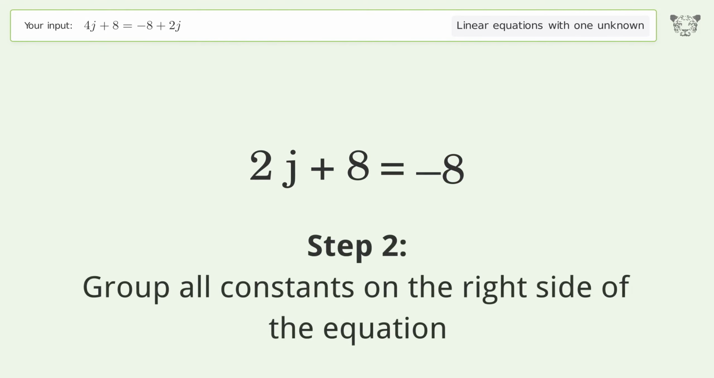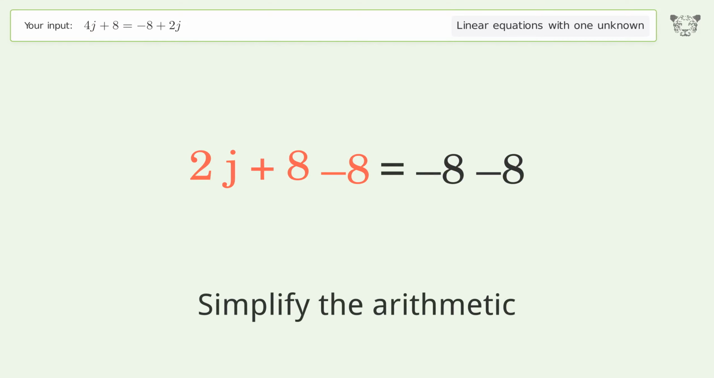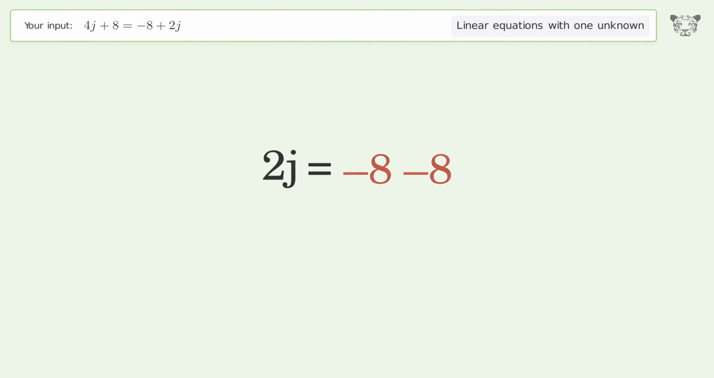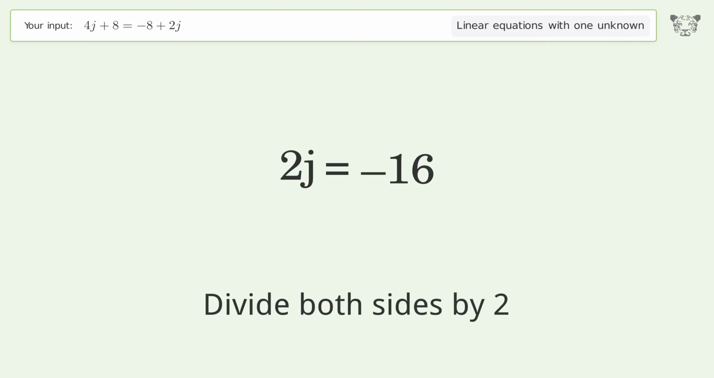Group all constants on the right side of the equation. Subtract 8 from both sides. Simplify the arithmetic. Isolate the j. Divide both sides by 2.